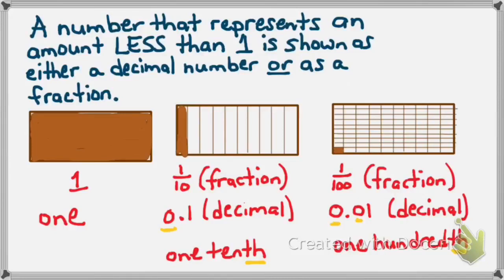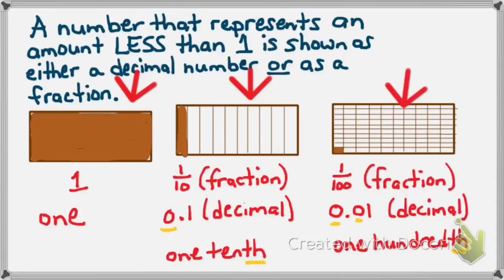A review from Chapter 1: a number that represents an amount less than 1 is shown as either a decimal number or a fraction. So here we have a whole chocolate bar, that's 1. Here we have a fraction of our chocolate bar, or a decimal portion. That whole chocolate bar is broken into 10 sections. We only have one of those sections. So as a fraction we have 1/10. As a decimal, we also read it 1/10, it's 0.1. Either way it's read 1/10, with the th at the end showing that it's less than 1.